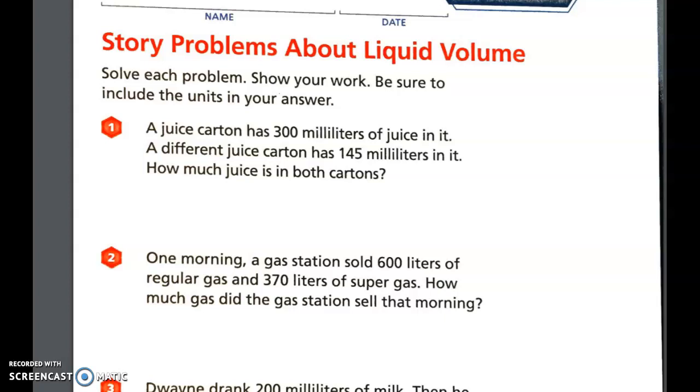Number 1 says, a juice carton has 300 milliliters of juice in it. A different juice carton has 145 milliliters in it. How much juice is in both cartons?